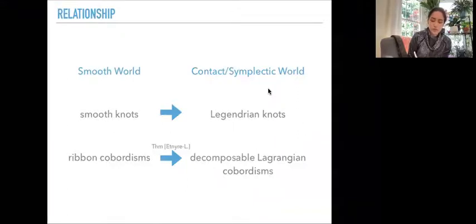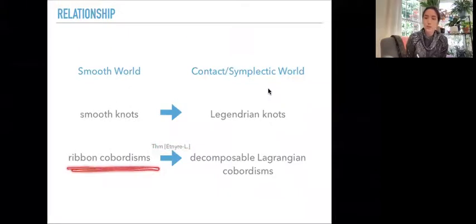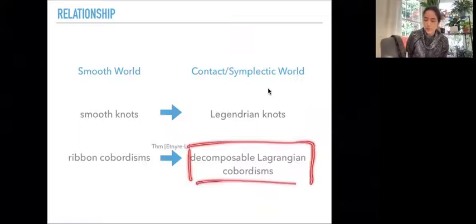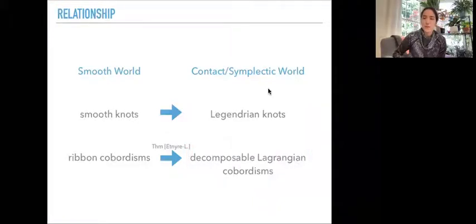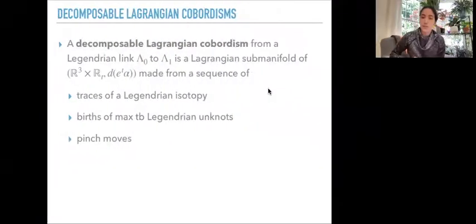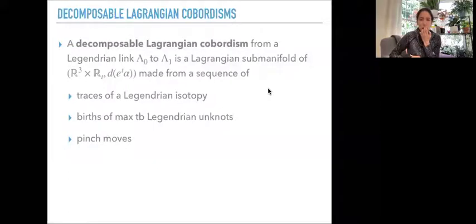What John Etnyre and my result is saying is that if we start with ribbon cobordisms over here in the smooth world, then the analogous thing that fits over in the contact symplectic world is decomposable Lagrangian cobordisms. Okay, so a recap of what these are. A decomposable Lagrangian cobordism between two Legendrian links, let's say from lambda 0 to lambda 1.